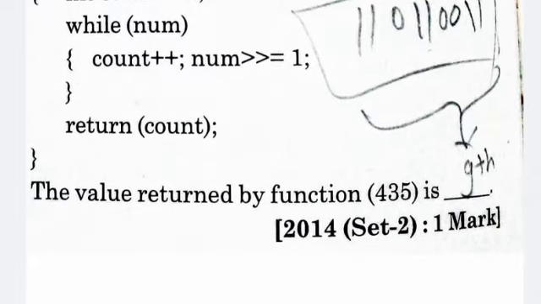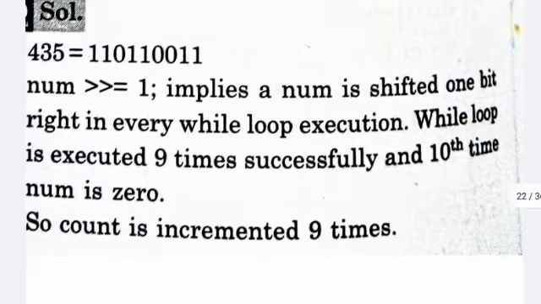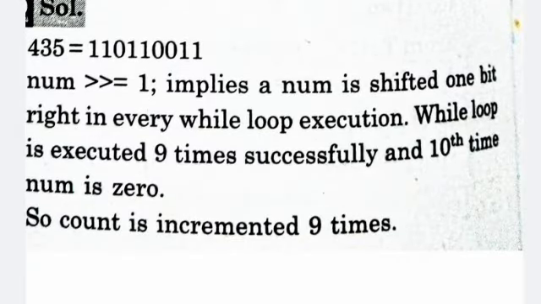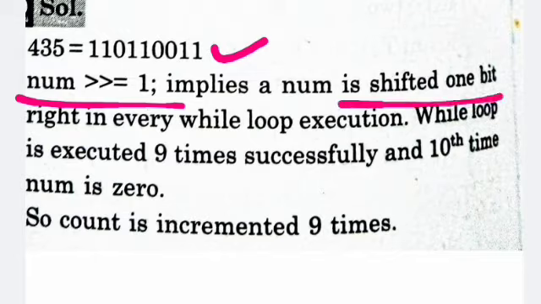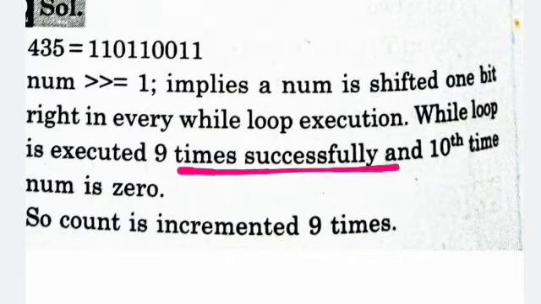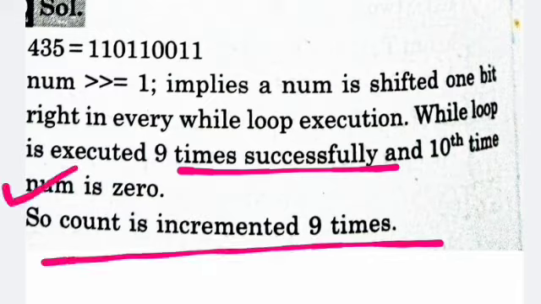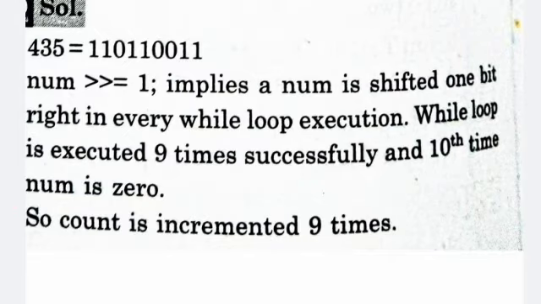So we come to the solution of this question. Here 435 is represented as 110110011 in binary. Now num shifted by 1 implies the number is shifted by 1 bit to the right. In every iteration of the while loop, the loop is executed 9 times successfully, and the 10th time the number is 0. So count is incremented 9 times. Now come to the next question.